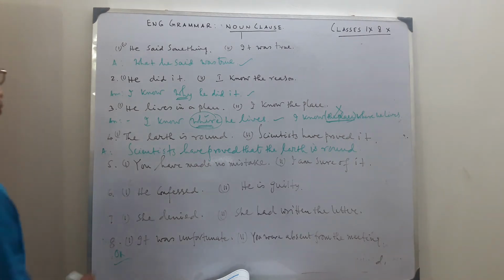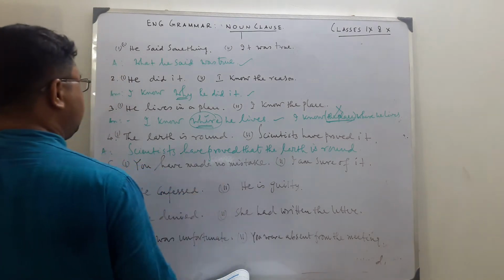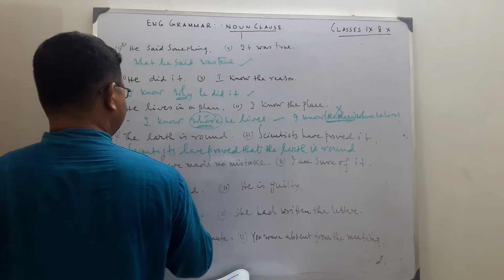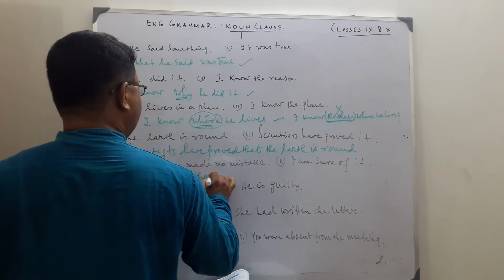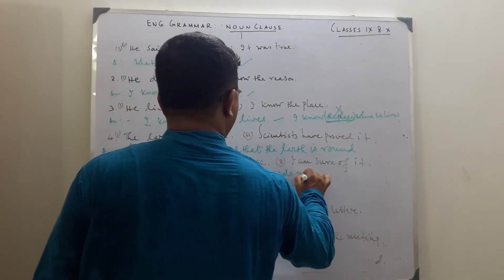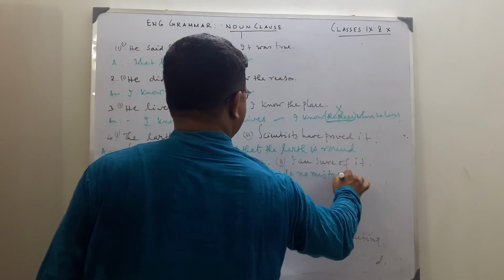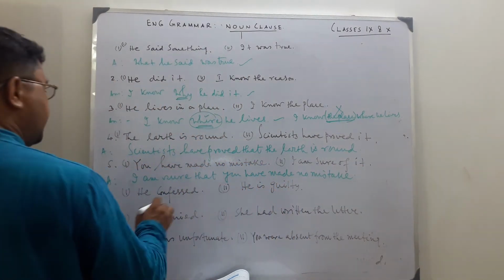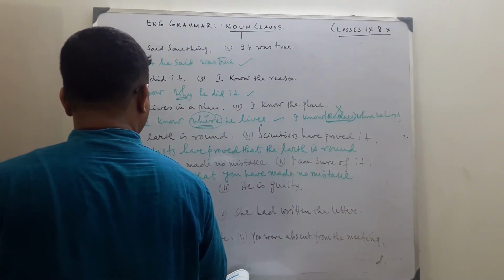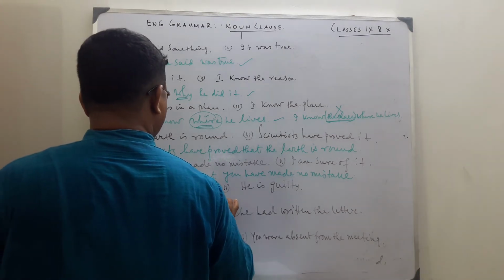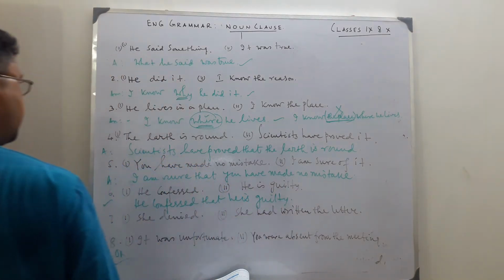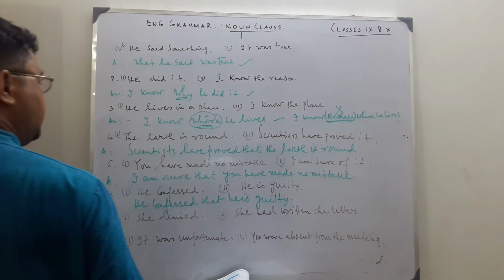Next, you have made no mistakes. I am sure that you have made no mistakes. So the answer is: I am sure that you have made no mistakes. Next, he confessed he is guilty. Then, he confessed that he is guilty.